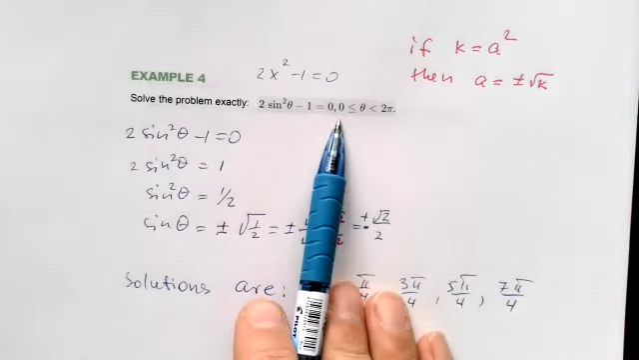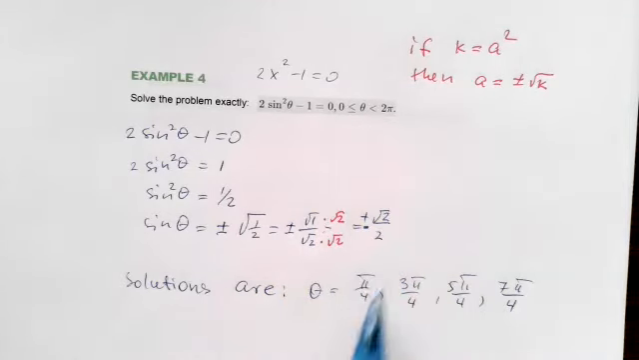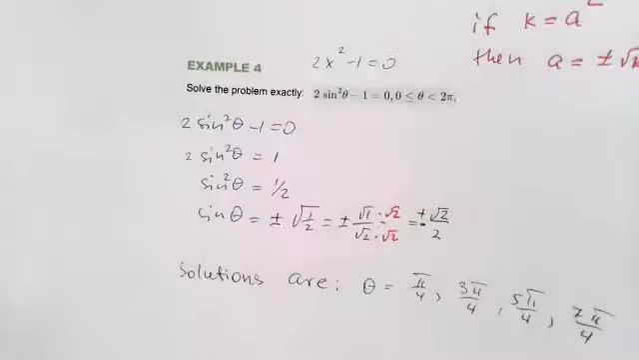And because, again, they restricted our domain for theta, it's from 0 to 2 pi, we are done here. We don't have to worry about 2 pi k. All right.